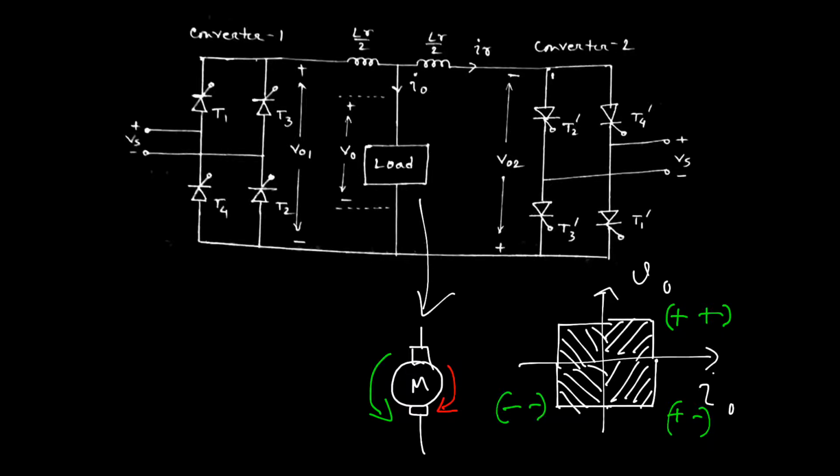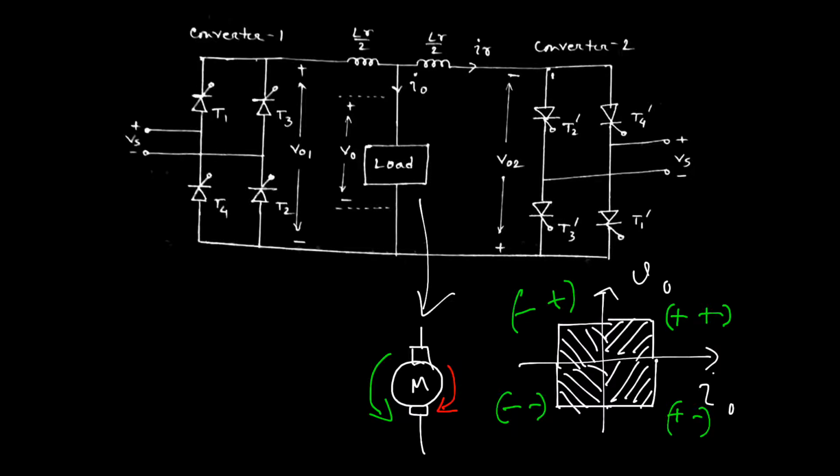But in case of the second quadrant operation, the similar thing, just like the fourth quadrant operation but in the reverse direction, the motor starts delivering energy from load to supply. That is why this is called reverse regenerative braking, in which the current is negative and the voltage is positive.